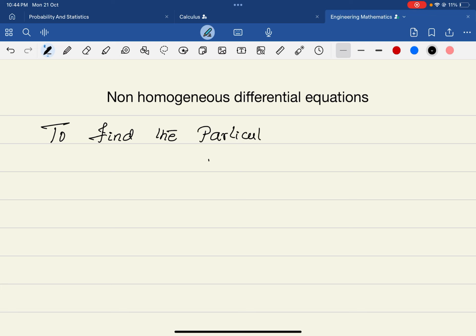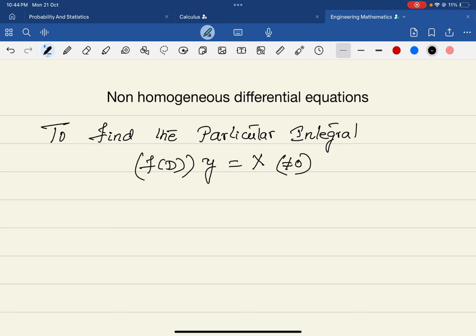To find the particular integral, we will now find the method to solve for it. So what is the equation? The standard form is f of D into y is equal to X, where X is of course not equal to 0, so it is non-homogeneous. Now yp, the particular integral, is given by 1 over f of D times X. So that is your particular integral.